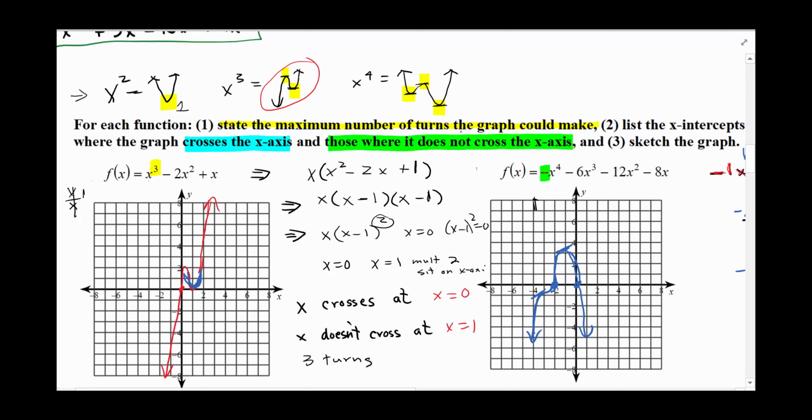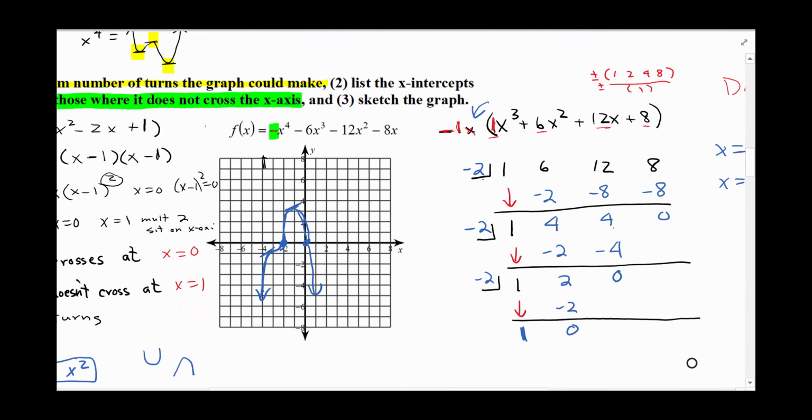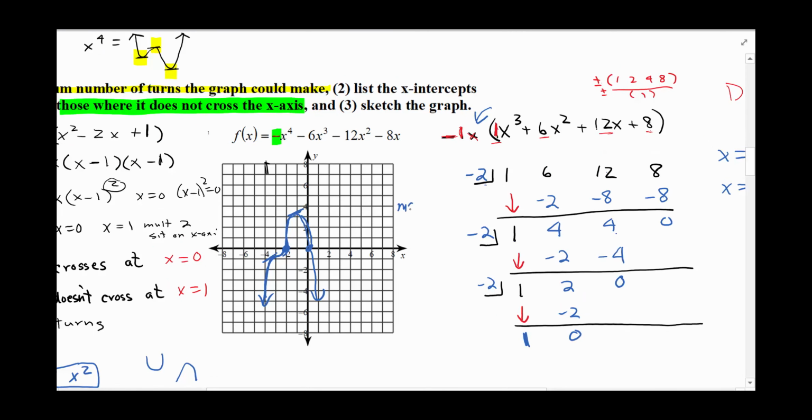When it says state the maximum number of turns, oh, so we need to list everything. So the maximum number of turns is 3. That's 1 less than 4. And look, the graph crosses the x-axis in 2 places. There's none that just sit there. So it crosses where x is equal to 0 and where x is equal to -2. All right.